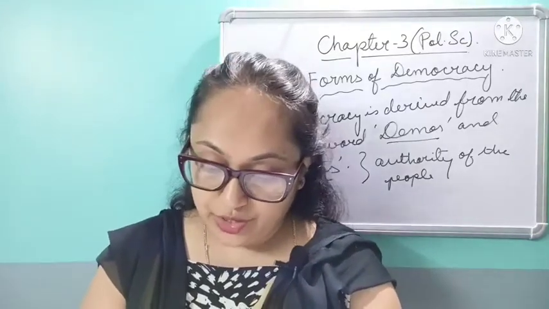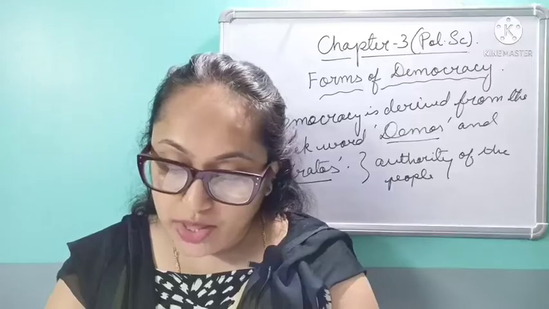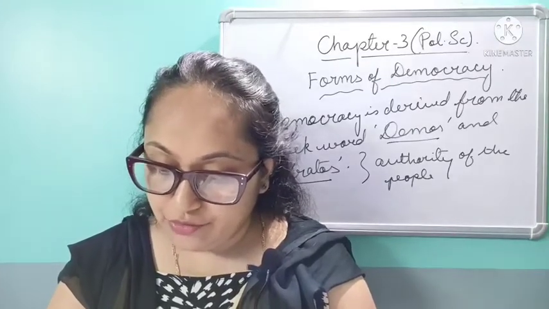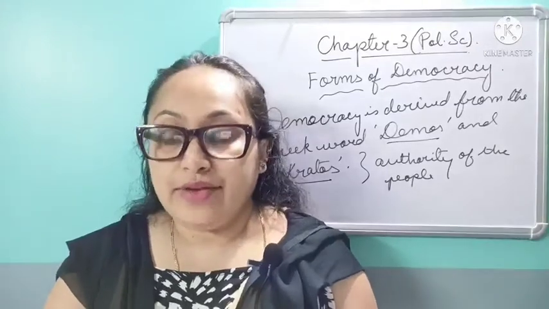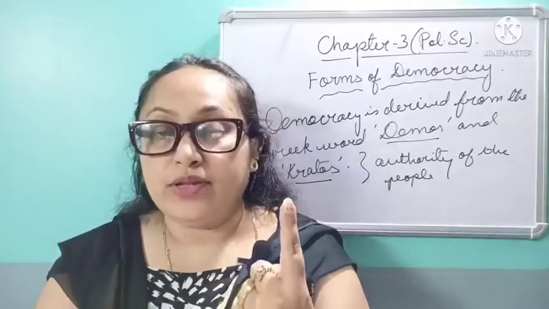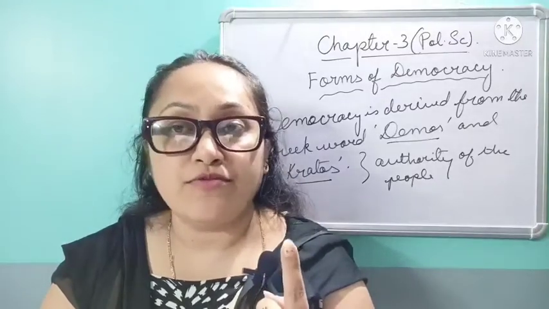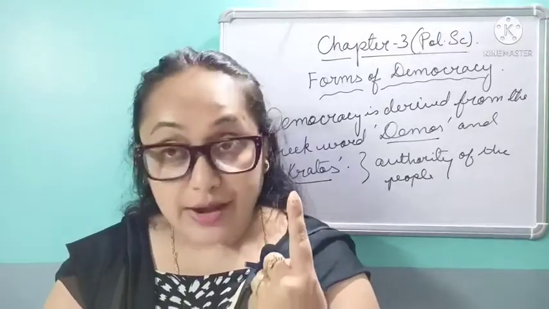Now coming to unitary and federal. When there is only one government for the whole country, it is known as the unitary form of government. Uni means one. When there is only one government, it is called the unitary form of government.